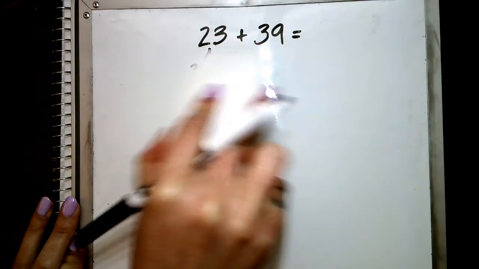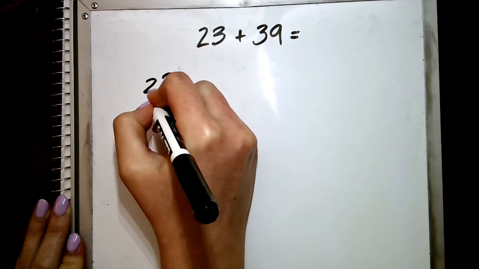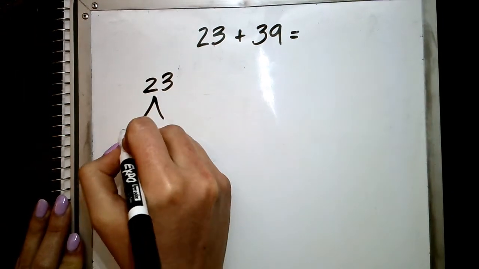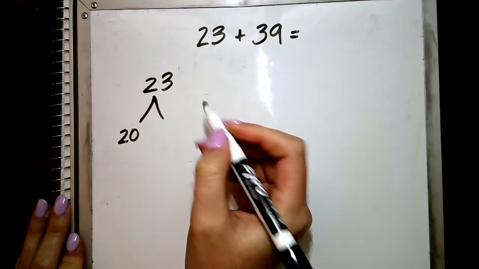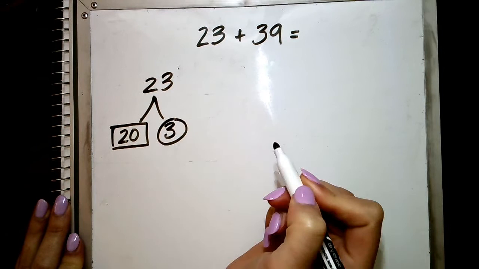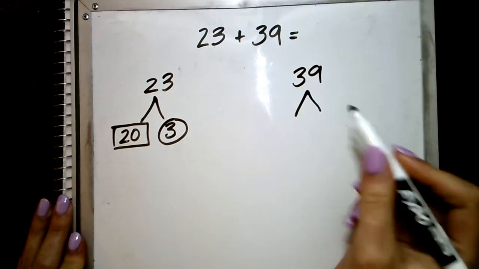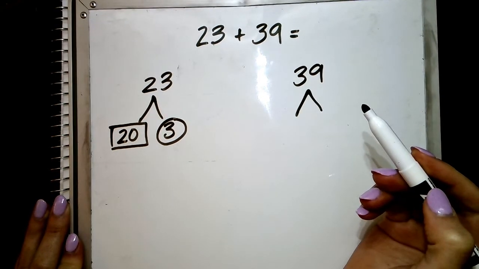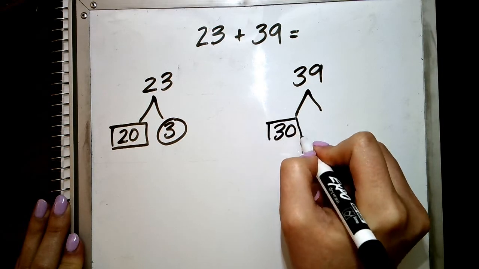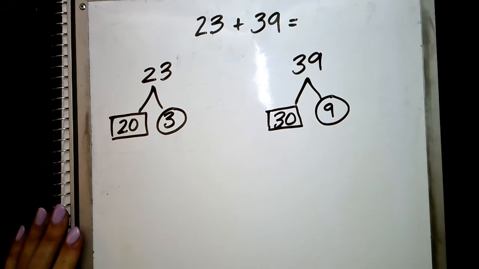Just a little quick review. All right, so again, starting with 23, we're going to split it into its 10s and 1s. We kind of already did that in the last problem. So again, we have 20, because we have 2 groups of 10, and then our 3 1s. Same thing with 39. We have a 3 in the 10s place, which means we have 3 groups of 10, which is 30, and then our 9 1s. All right, first step done.